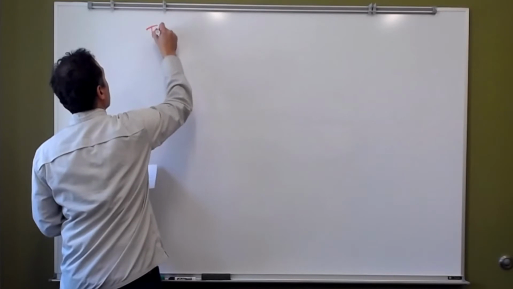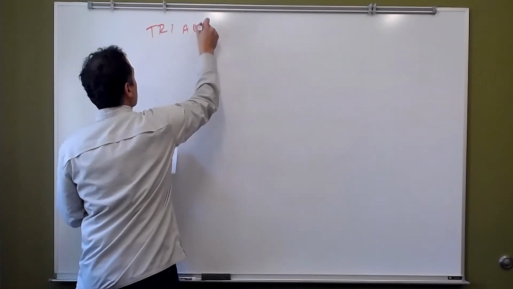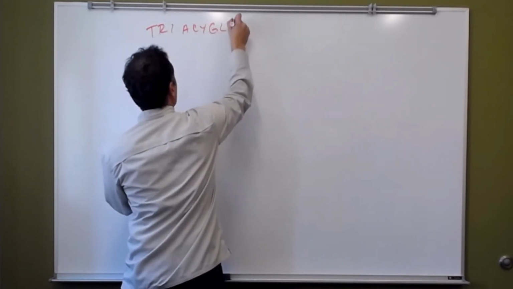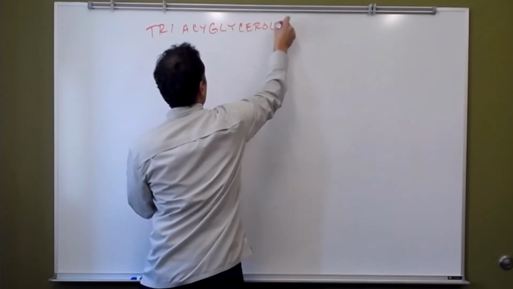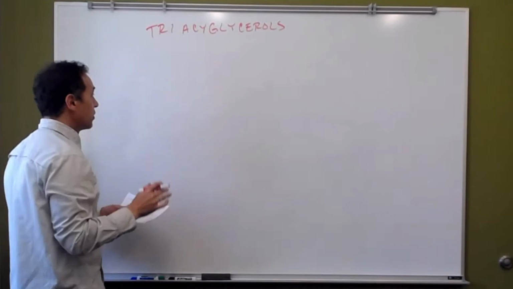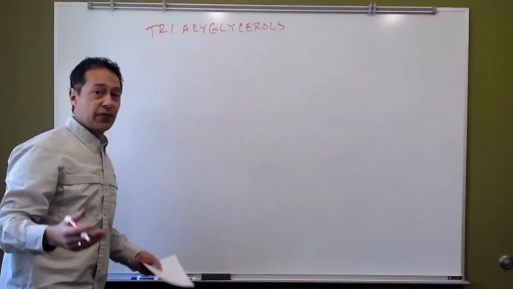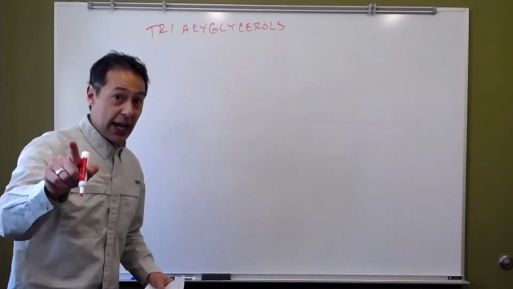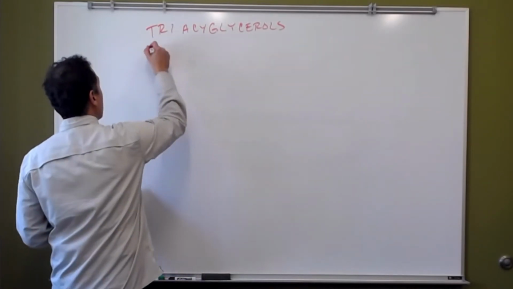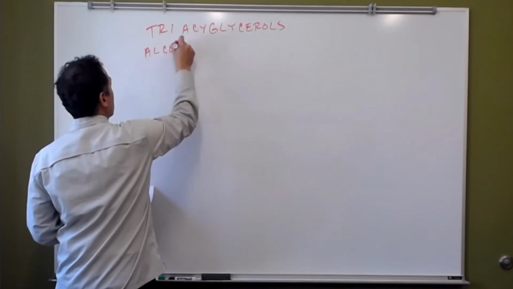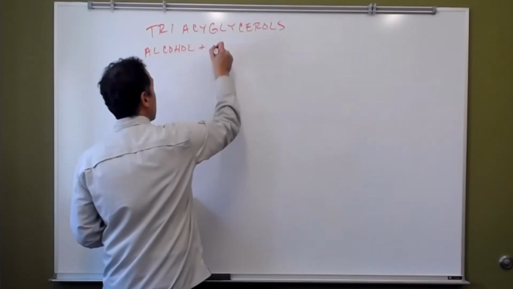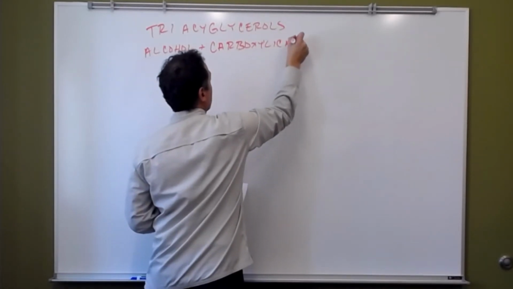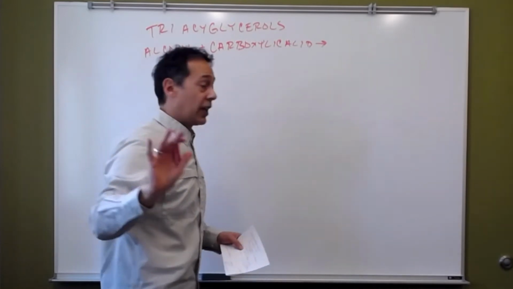So triacylglycerol, T-R-I-A-C-Y-L-G-L-Y-C-E-R-O-L. With these triacylglycerols, what we're going to do is make an esterification reaction, and this is going to be an alcohol plus a carboxylic acid, and this is going to give us an ester.